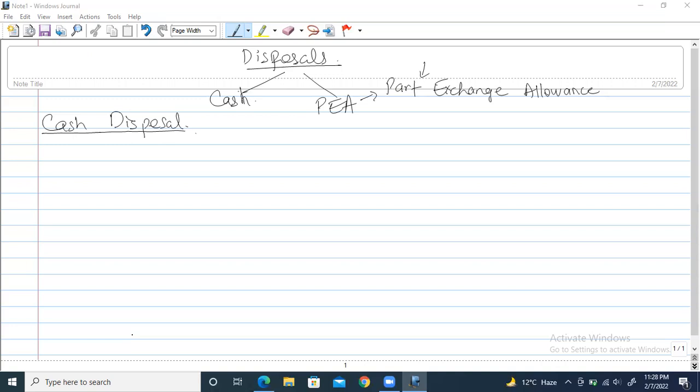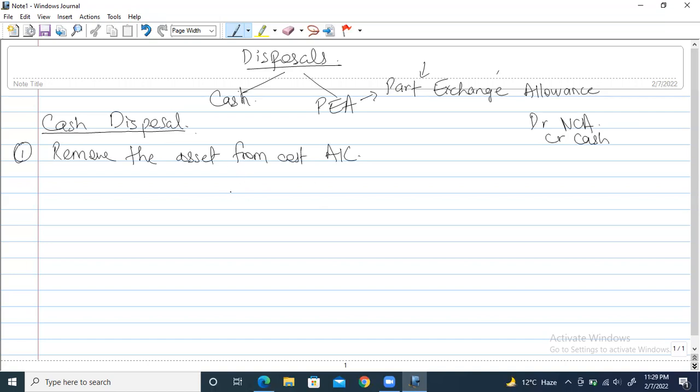So again, I was discussing that there were basically two methods for disposal. One was cash, one was part exchange. Cash disposal has some separate steps that we're going to discuss right now. First of all, the first step is that we remove the asset from the cost account. Usually when we are buying an asset, what entry do we do? We debit non-current asset and credit cash, because cash is paid out and non-current asset is brought into the company. But in this scenario, now we are disposing of it. So the first step is we need to take the asset out of the cost account.